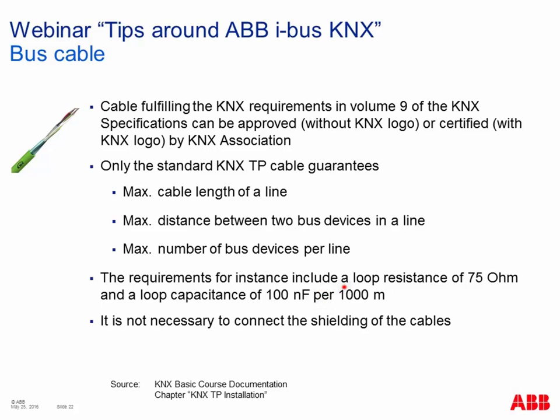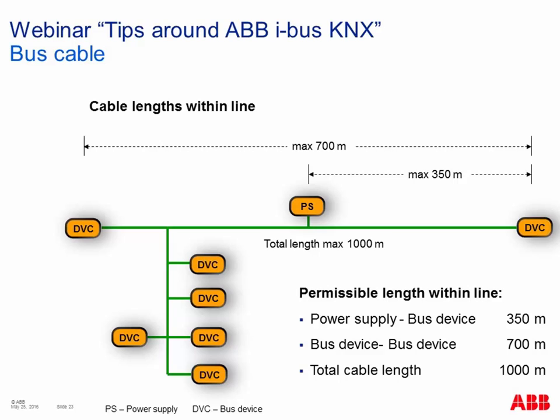All these things are influencing the safe communication on the KNX bus cable. We have a shielding in these KNX cables. You don't have to connect it anywhere, so it's really not necessary. Very simple. You will see it's only the two wires we have to connect for communication. Here is the overview of these cable lengths in one line, the distance between the components and the distance between the power supply and one device, necessary to fulfill to have a safe communication in all cases, of course.